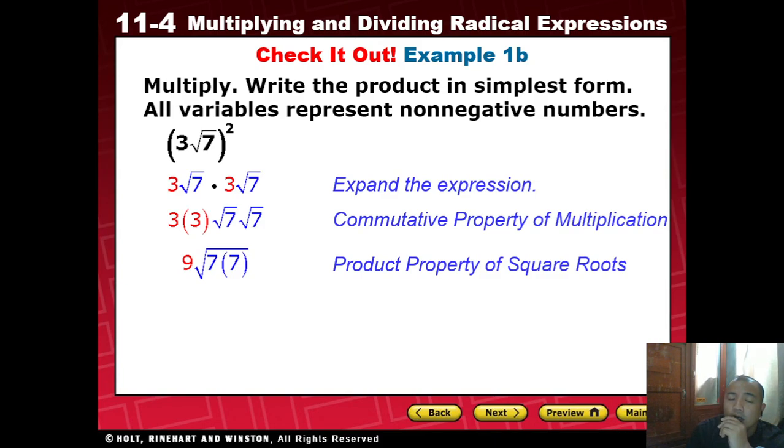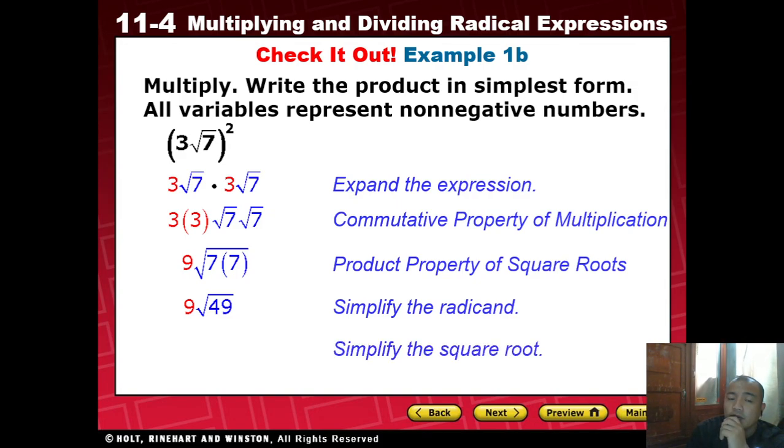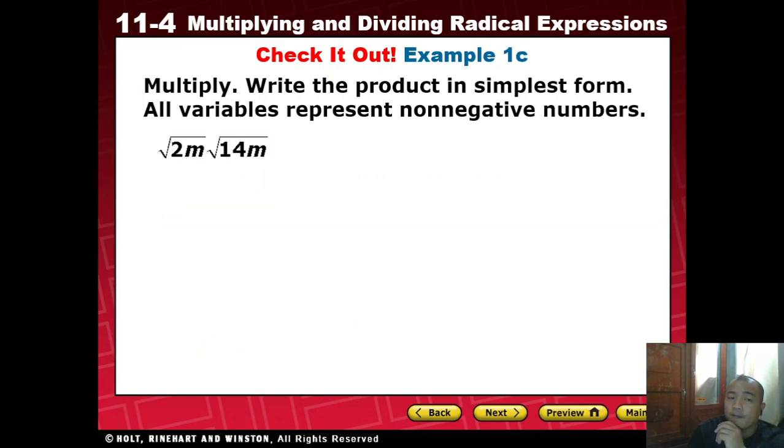9. And then by product property of square roots, square root of 7 times square root of 7 means square root of 7 times 7. Simplify the radicand: 7 times 7 is 49, so 9 square root of 49. And what is square root of 49? Simplify the square root, 7. What is 9 times 7? 63. So 3 square root of 7, quantity squared, is 63.